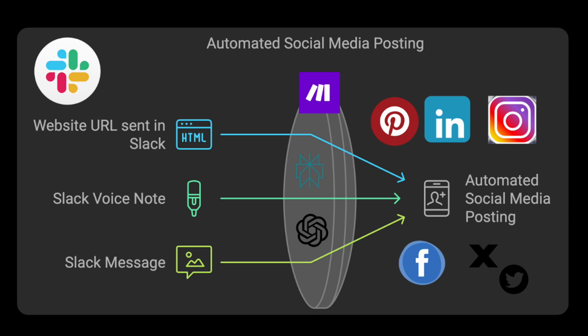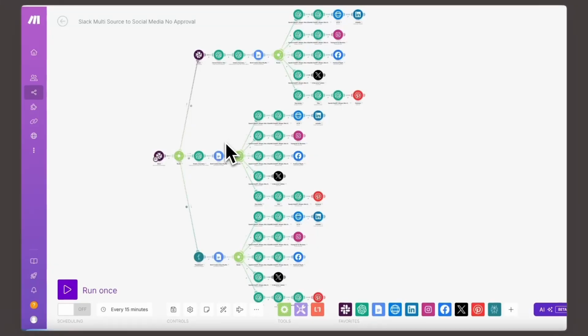Imagine you're brainstorming on a Slack channel or sharing a new website link with your team. With the right automation setup, that information gets sent to Make, where AI tools like OpenAI, Perplexity, or Claude AI can analyze the content, create posts tailored for each platform, and schedule them automatically. Let me show you exactly how this automation can streamline your content creation, and then I'll guide you through setting it up step by step.